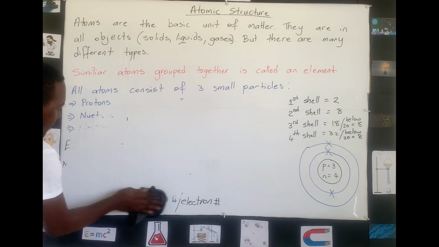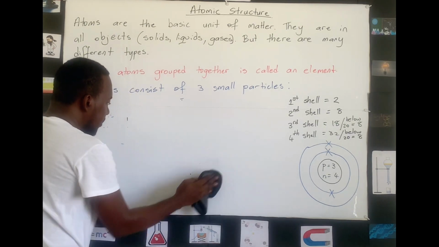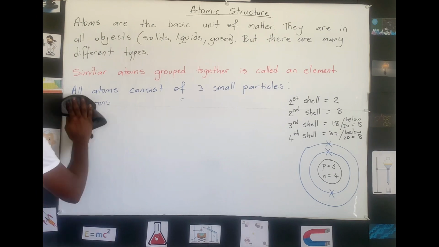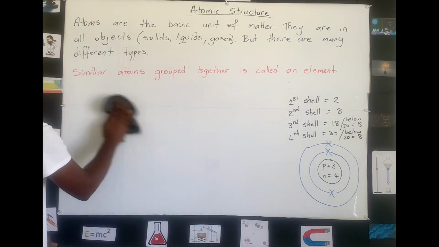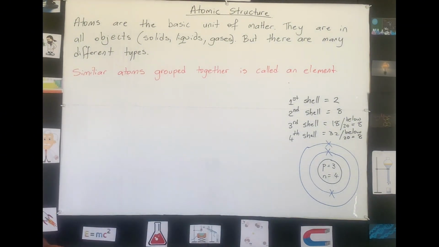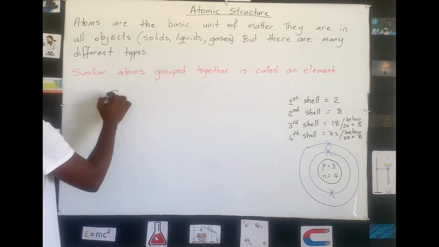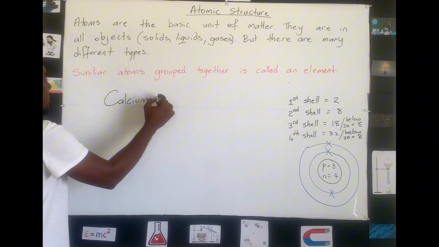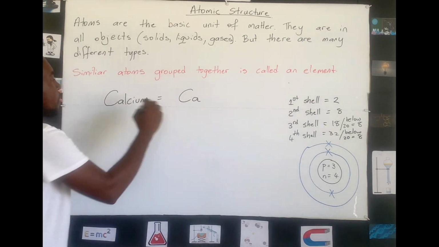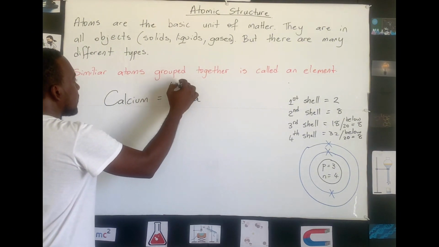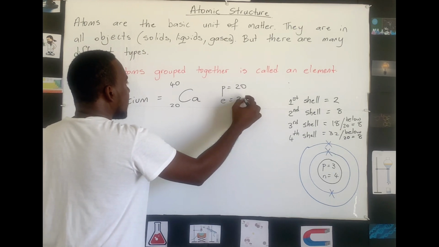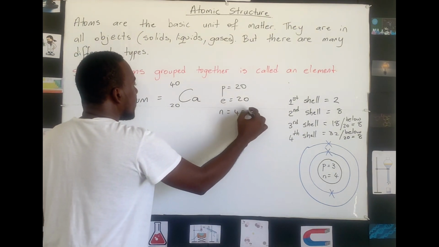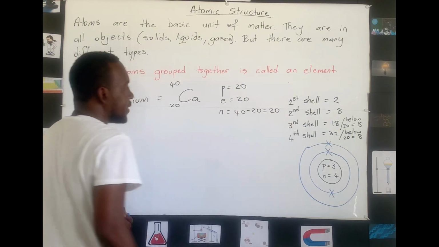Now let's look at another one, a bigger element. That element would be calcium, the last of the elements that we focus on at this level. So for calcium, it has a symbol of Ca, with 20 and 40. Again, we identify the protons will be 20, electrons would be 20, and the neutrons would be 40 minus 20, which is also 20.